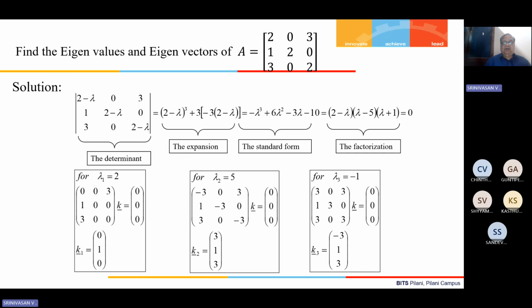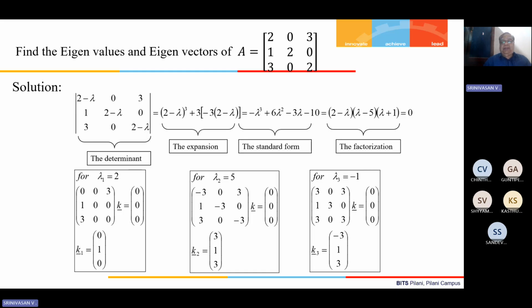A similar problem you can try. So here is a 3 by 3 matrix, and you have its characteristic equation minus lambda cube plus 6 lambda square minus 3 lambda minus 10 equal to 0. You can factorize, or you can go by substitution for 1, and then you divide by the factor. Of course, they have straight away gone for factorization, which you may not be able to do straight away. It is better to go for substitution.